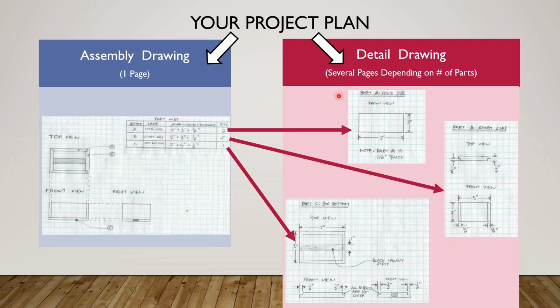And if you take a moment and step back for a second, it makes sense as to why they're called what they're called. The assembly drawing is the project assembled. The detail drawing is each part in greater detail.